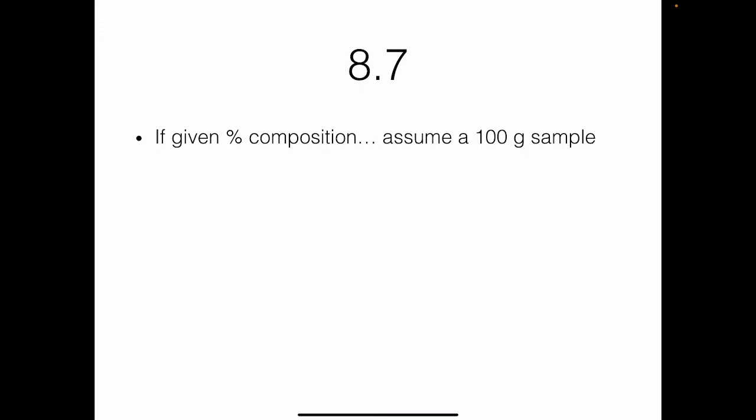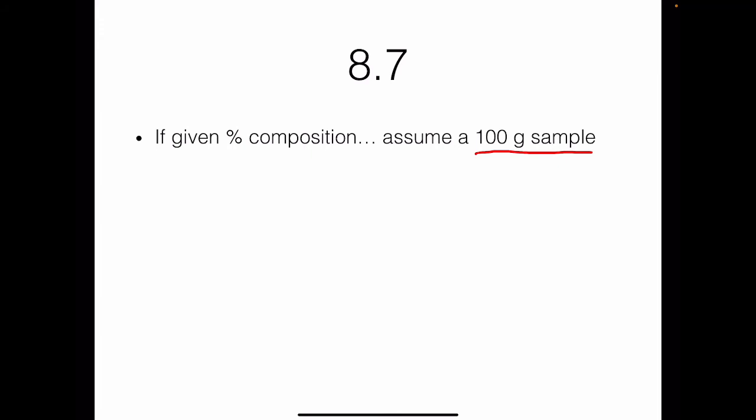Now, another example would be if we are given percent composition. The process here has one additional step, but it's not even something you really have to remember. If we have 100% of a sample, and we are told 50% of that is a certain element, and we're assuming that we have 100 grams of that sample, 50% of 100 would then be 50 grams.